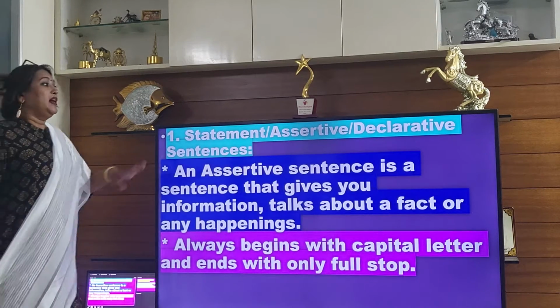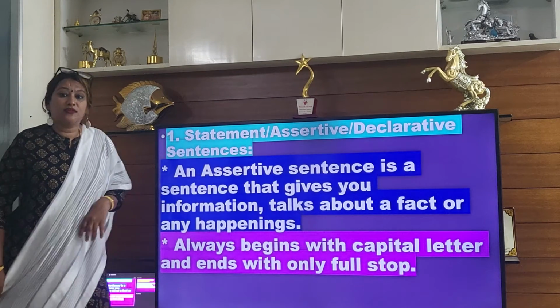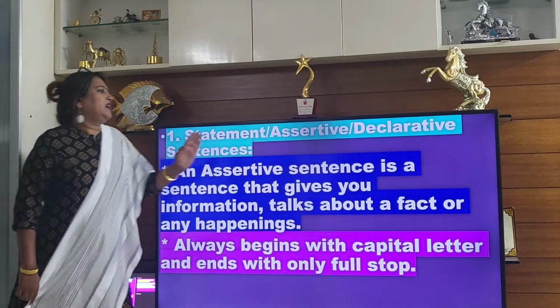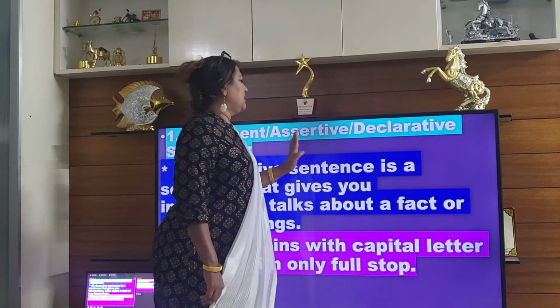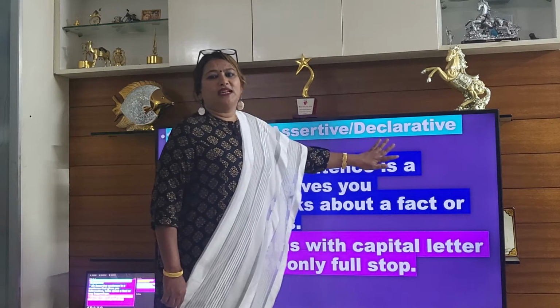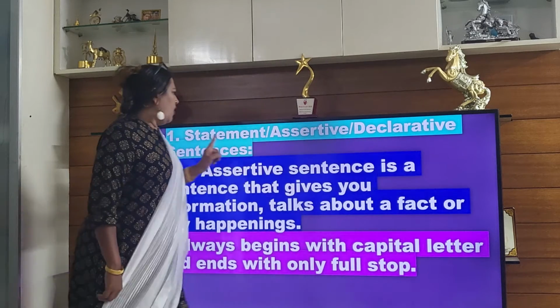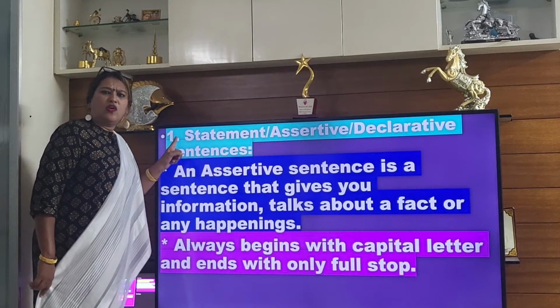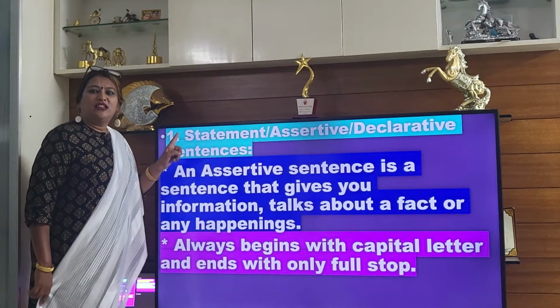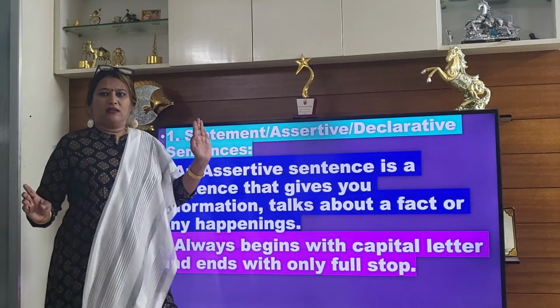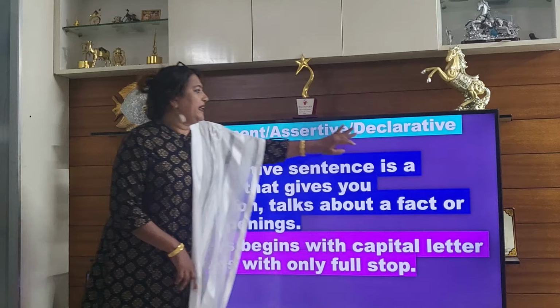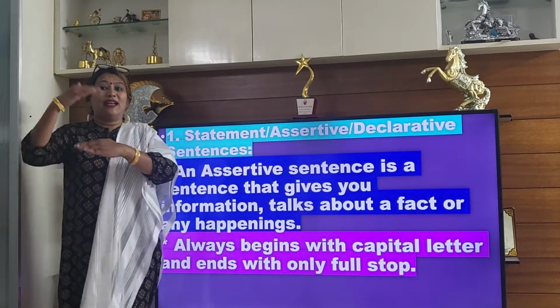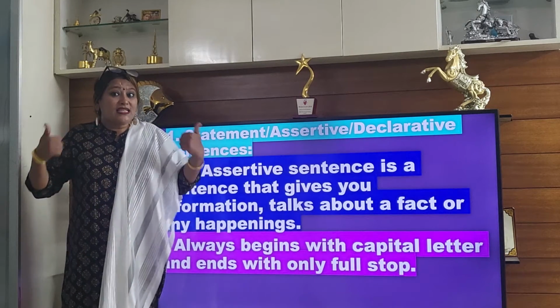Now let's see the kinds of sentences. How many kinds of sentences are there? Usually we use the terms assertive and declarative sentence. But all of a sudden, when you are asked to describe the statement, I don't want you to go blank. Assertive, declarative and statement are all one and the same.